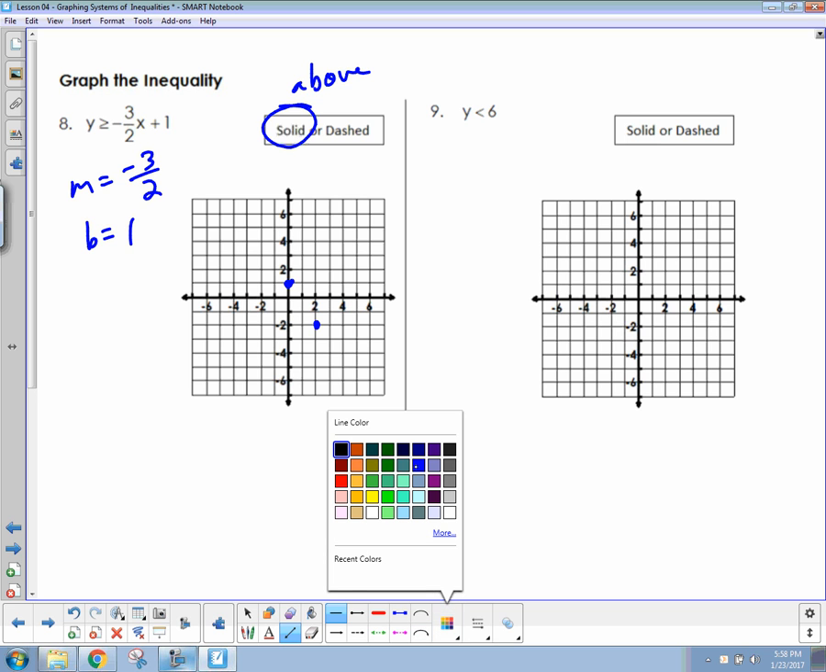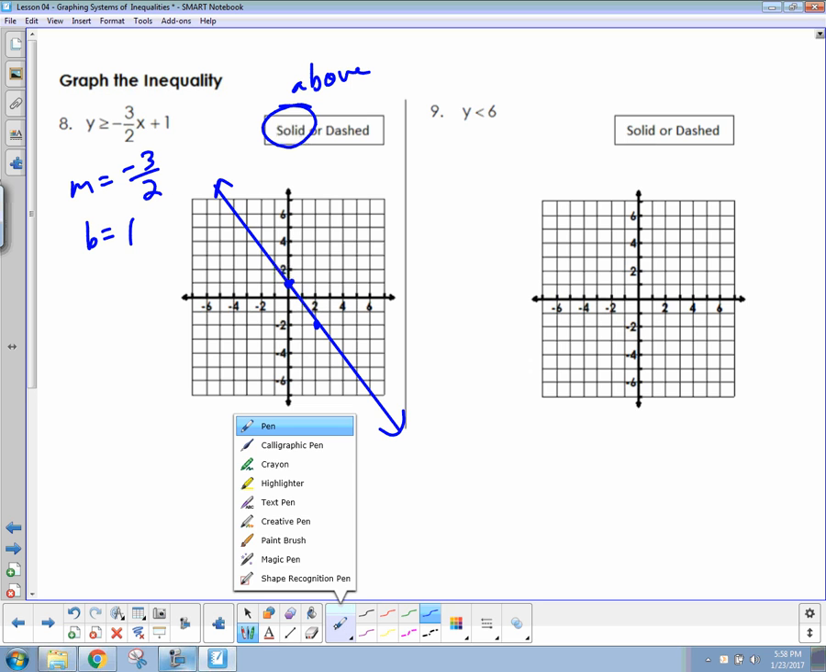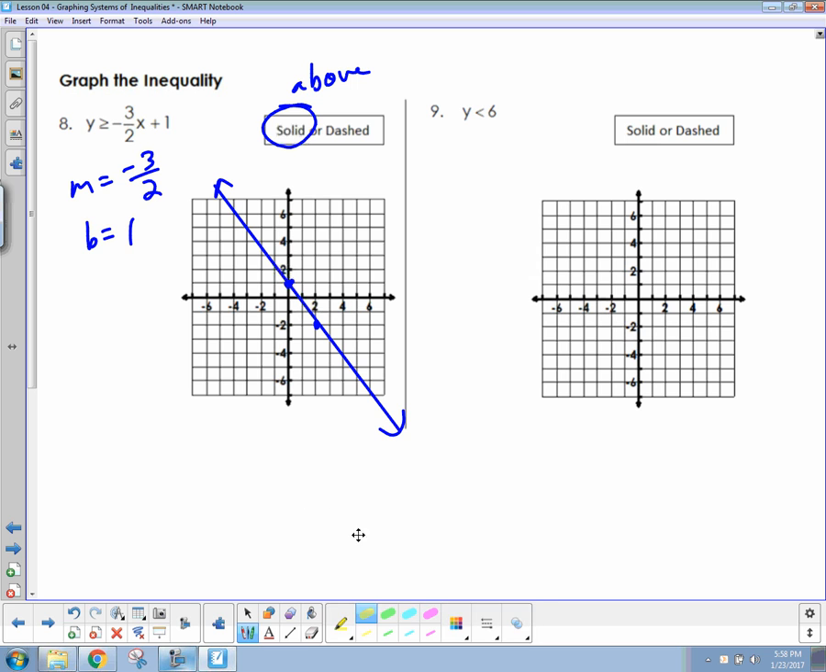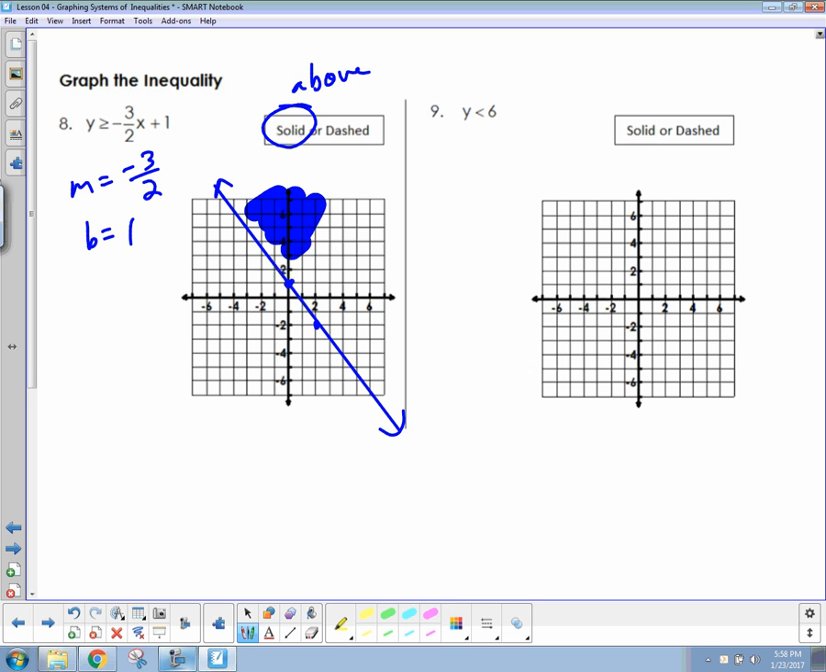Make it blue. Draw my line, and put some arrows on it. And we just said we're shading above, so I'm going to get my little highlighter and make it this blue. And there you go. Shade above it. Let's look at the next one.